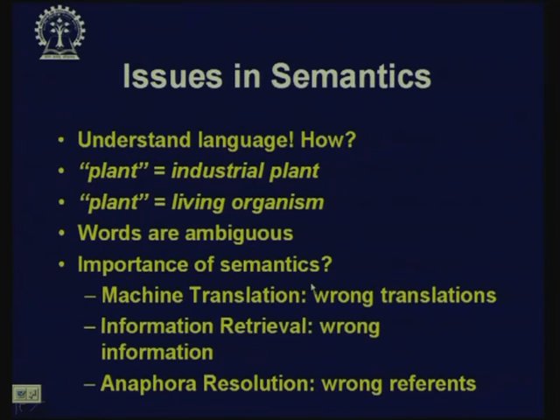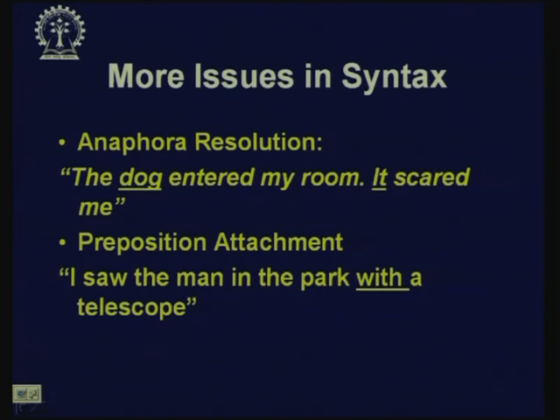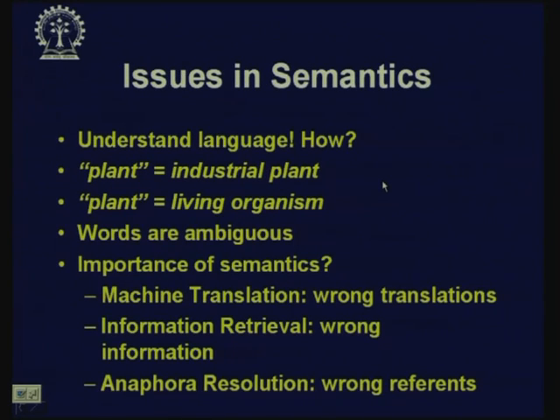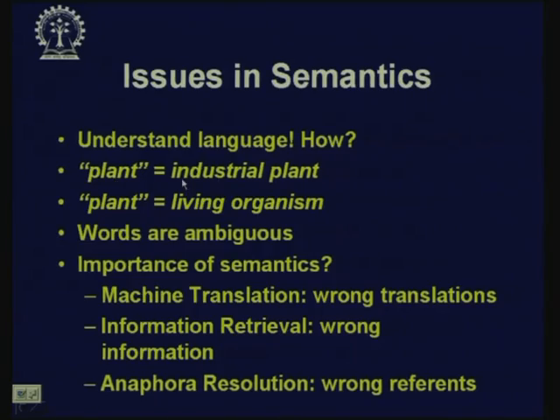Now, similarly, there are several issues in semantics. The earlier one was syntax, but even if we resolve some parts of the syntax, there are several issues in semantics. Semantics means understanding the meaning of the sentence. How do we understand the meaning of the sentence? The same word plant can mean an industrial plant, a chemical plant, an electrical plant, whatever. Plant is also a living organism. So, often the words that we use are ambiguous.